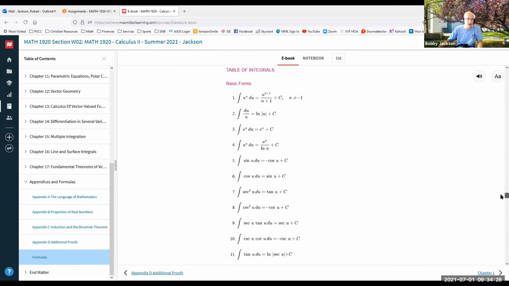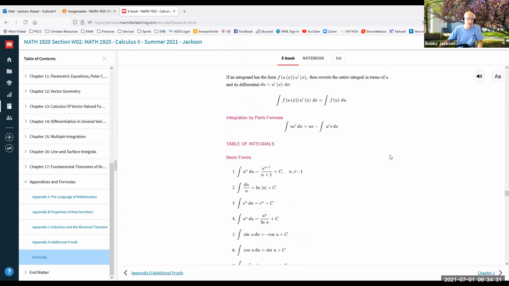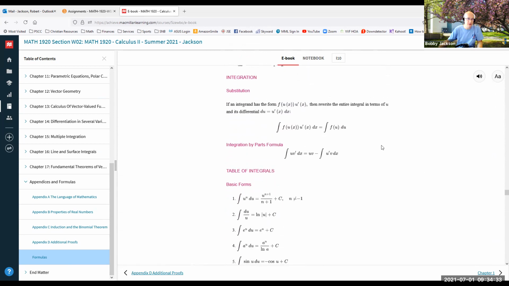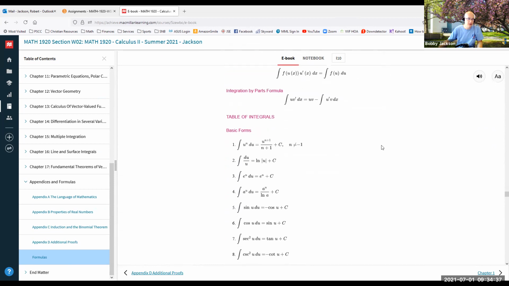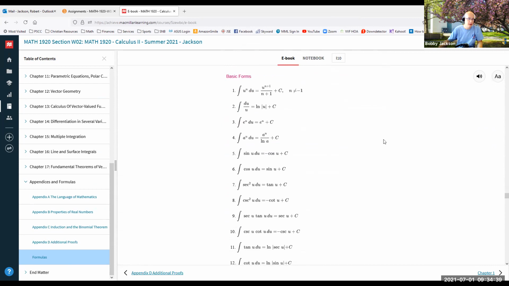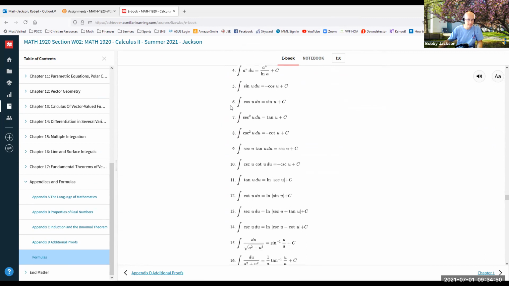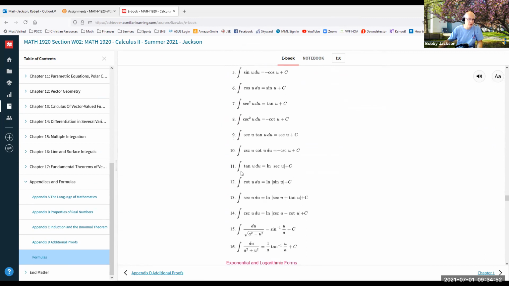derivatives of the functions after the graphs of various functions, the differentiation rules that you learned in Calculus 1, and then keep going, and you eventually get to the tables of integrals here. They start with substitution and integration by parts, and then they go through the basic forms. You're expected to know the basic forms. I will not be given these, these won't be given during any test.